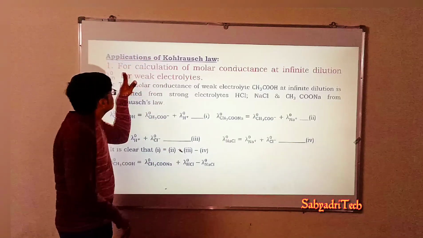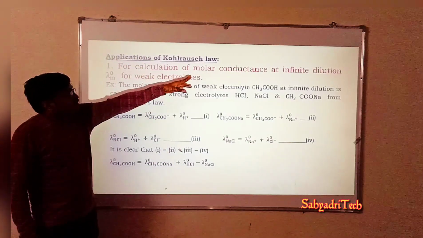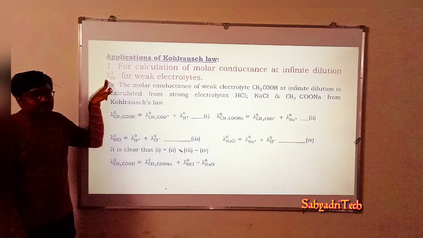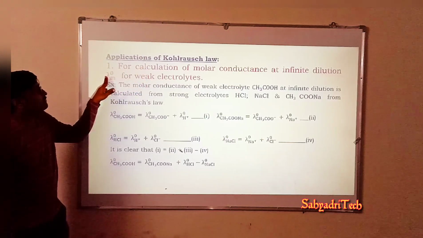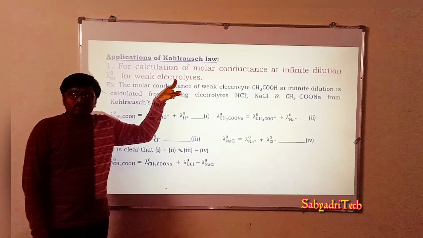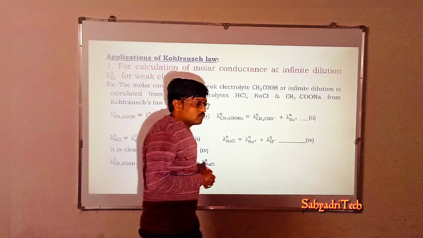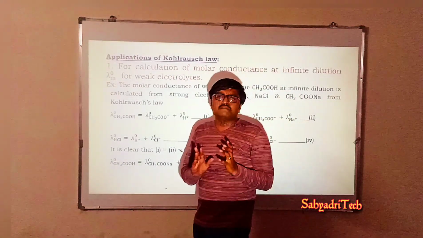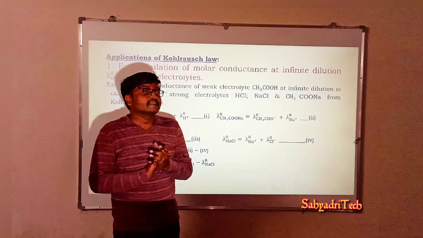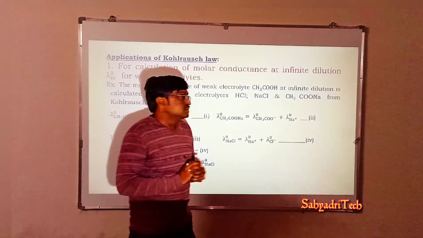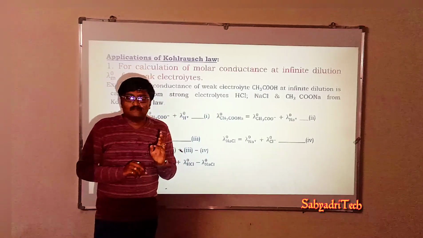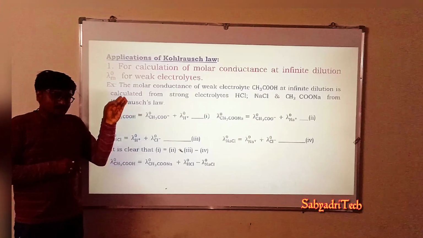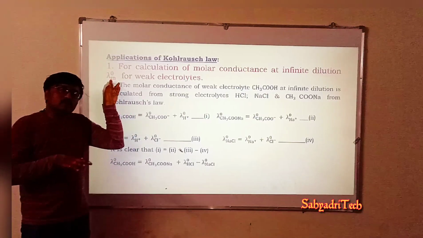So what is the first application? For calculation of molar conductance at infinite dilution. What does it mean? Lambda naught, for the calculation of lambda naught of weak electrolytes. Well, how are we going to calculate the molar conductivity of a weak electrolyte? By knowing some basic, simple reactions. It should include strong electrolytes, along with the electrolyte whose limiting molar conductivity is to be calculated.